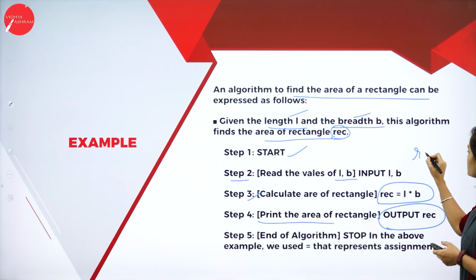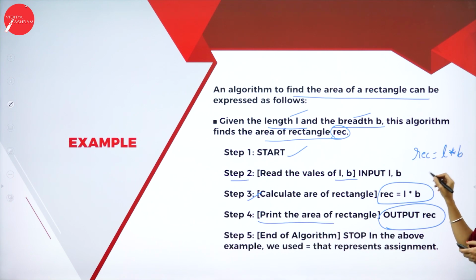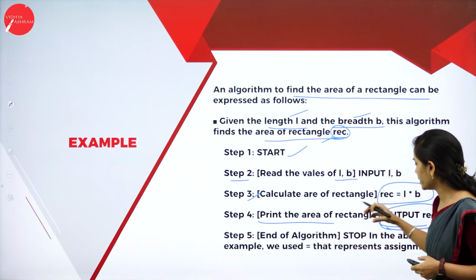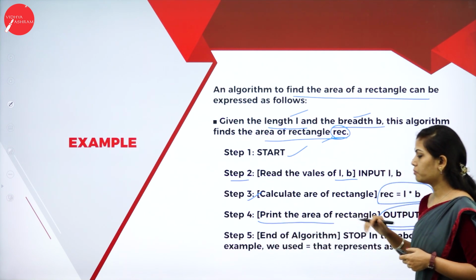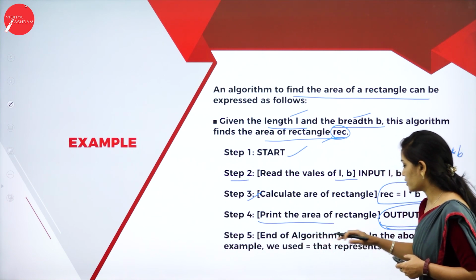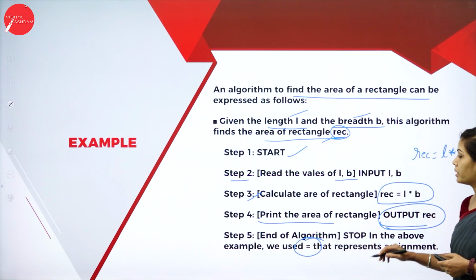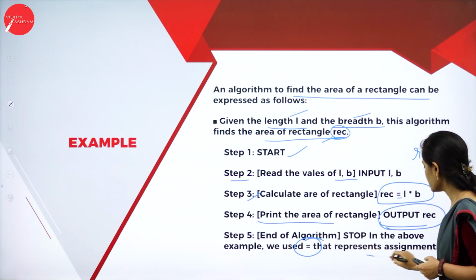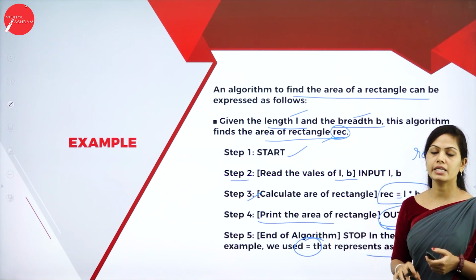The formula which we are using for finding the area of the rectangle is L into B, length into breadth. So rect is my output. After getting the output, we can stop this algorithm in step 5. End of algorithm, that is stop. Here I have used assignment: rect is equal to length into breadth, that represents assignment. So this is a basic example for designing an algorithm.